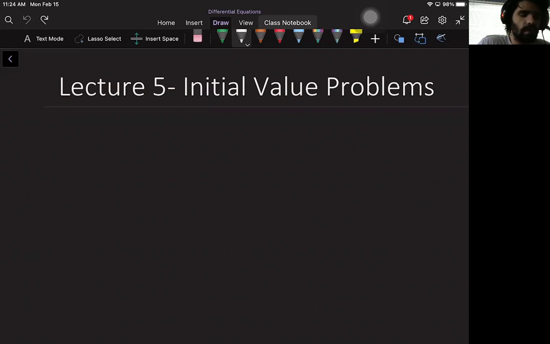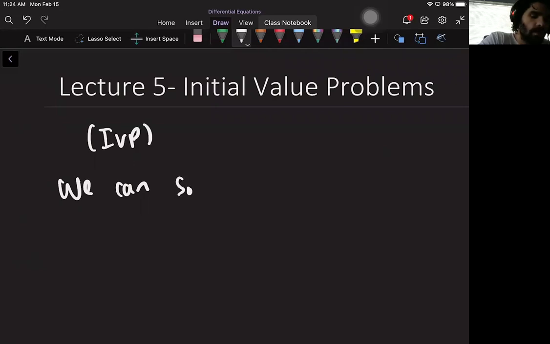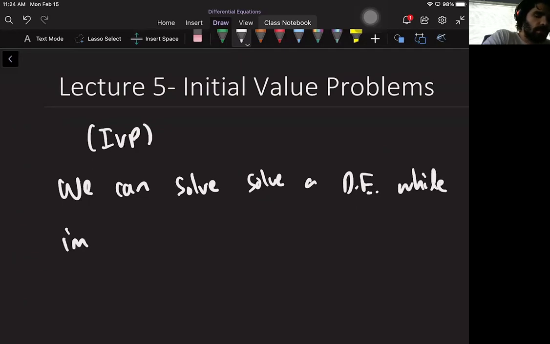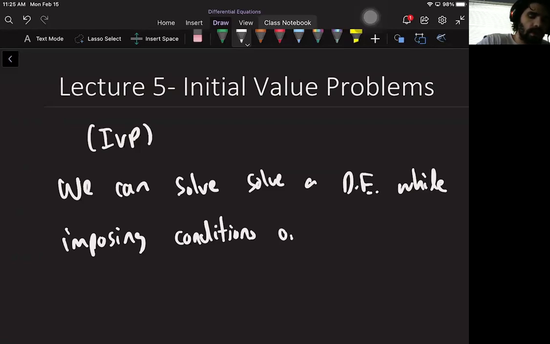Today is lecture 5. We're talking about initial value problems. People abbreviate this with IVP, so you'll see that as well. The idea is that now we know how to solve some differential equations, and we know how to check some solutions. But what we're going to add on to that is we can solve the differential equation while imposing additional conditions. This means something specific, which we'll get to, but the idea is that you impose a condition on your solutions.